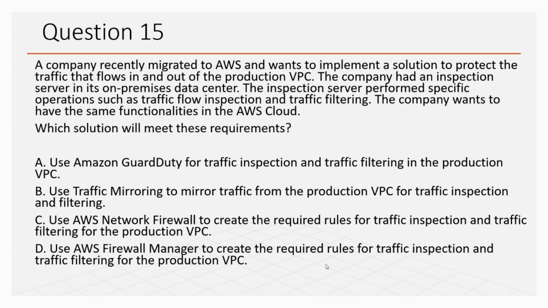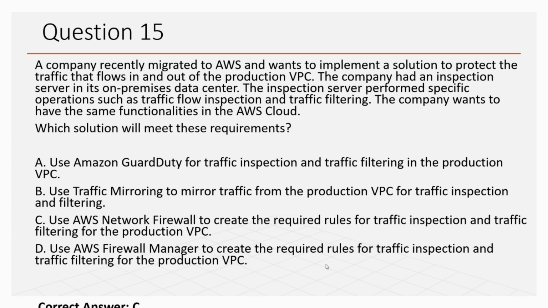And the options are: A, use Amazon GuardDuty for traffic inspection and traffic filtering in the production VPC. B, use Traffic Mirroring to mirror traffic from the production VPC for traffic inspection and filtering. C, use AWS Network Firewall to create the required rules for traffic inspection and traffic filtering for the production VPC. D, use AWS Firewall Manager to create the required rules for traffic inspection and traffic filtering for the production VPC.